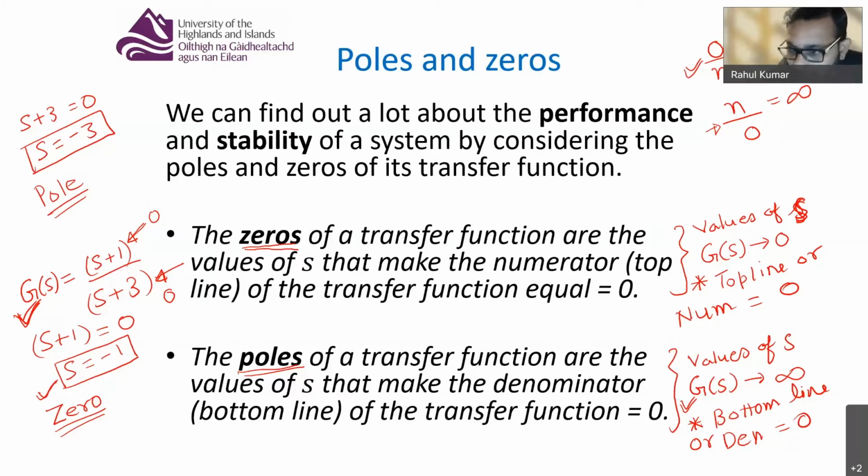Now we will discuss how, using the values of poles and zeros, we can make a decision whether our system is performing well or whether it will be stable or not. We'll discuss that in the class.